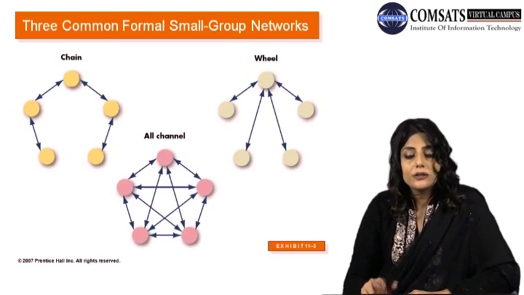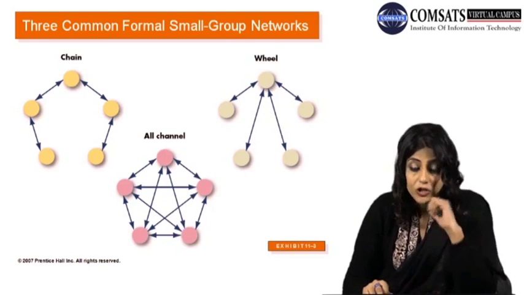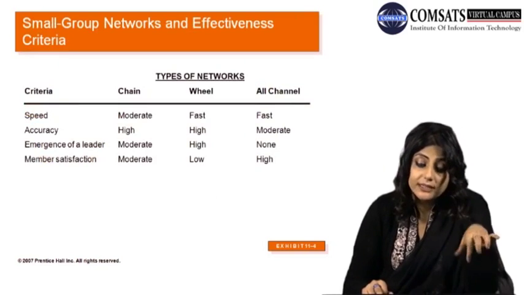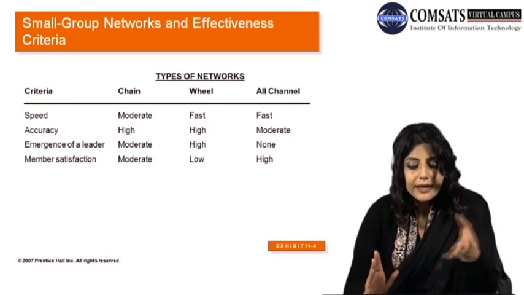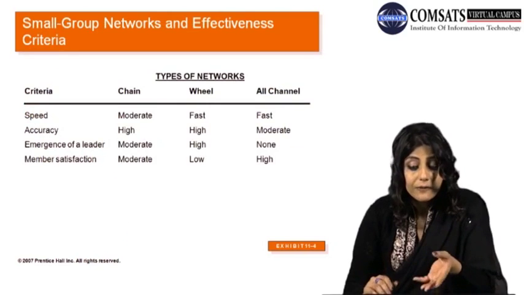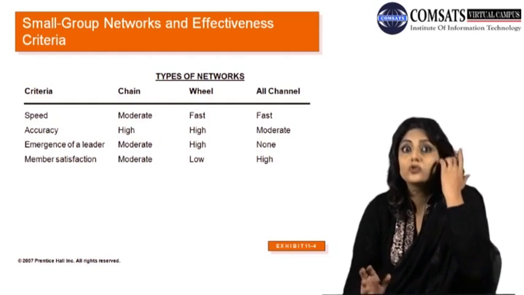The wheel depicts the team structure, but there is a team leader as well. Here in the all-channel network there is no team leader, as we see in the criterion of emergence of leader. In the chain it is moderate. In the wheel there is high emergence of a leader. We have a strong team leader. And in the all-channel network there is no team leader.